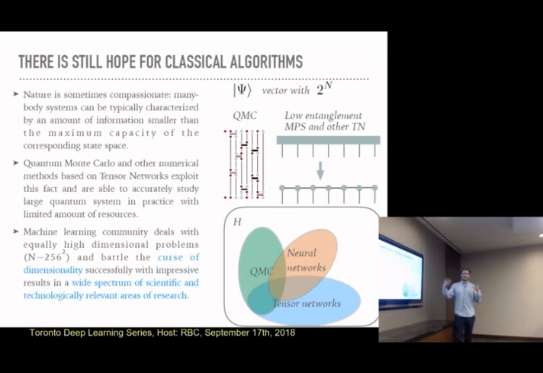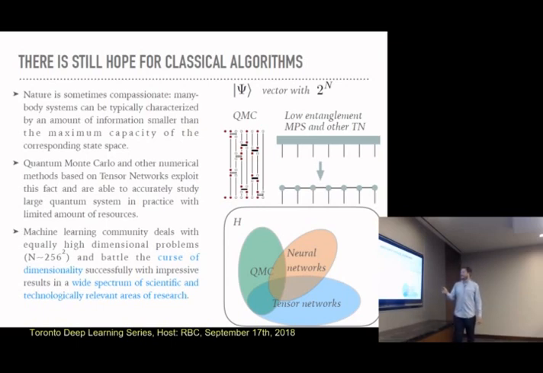Let's say that it's compassionate in that so many body systems can typically be characterized with an amount of information that is smaller than this maximum capacity. So the states are very compact. You don't typically need 2 to the n if you want to study bigger systems, so long as they have some particular structure. Think about machine learning, where it also works as long as you have structure. So this is the first reason.